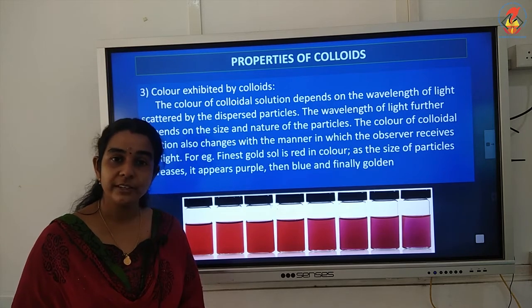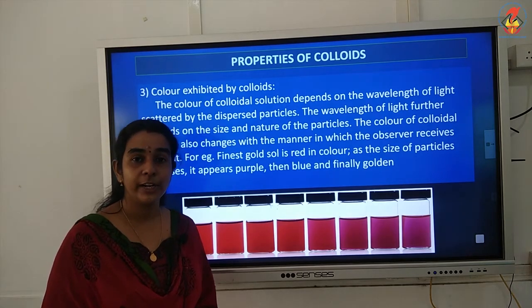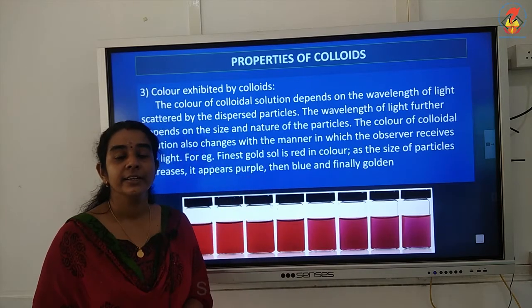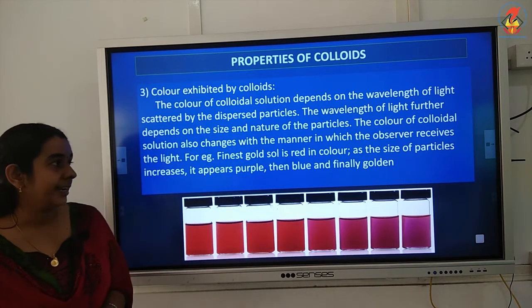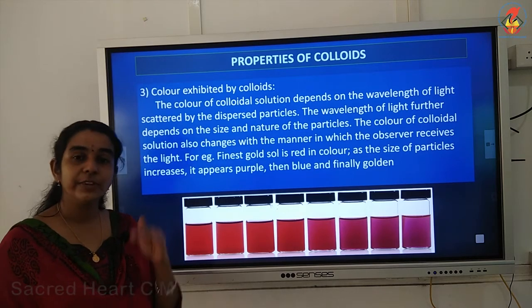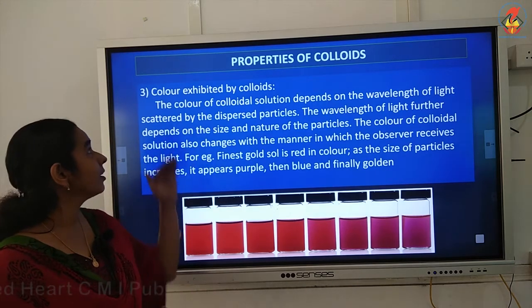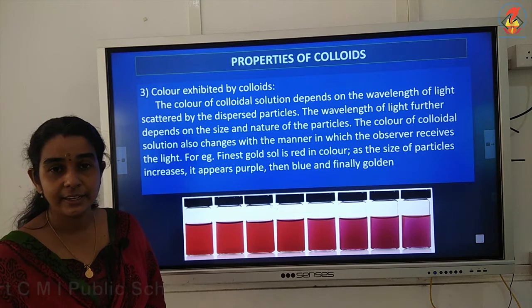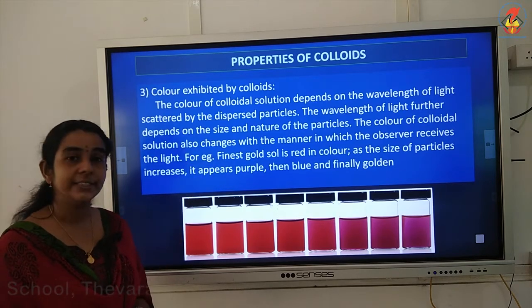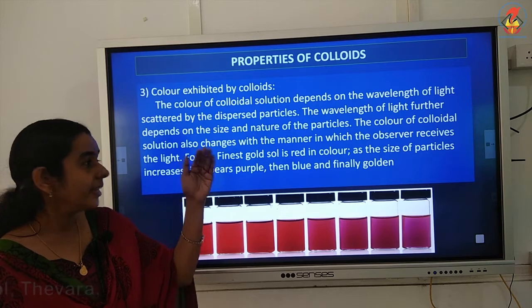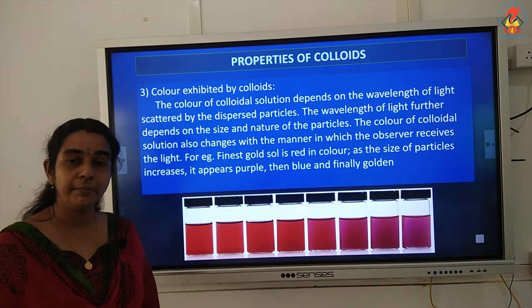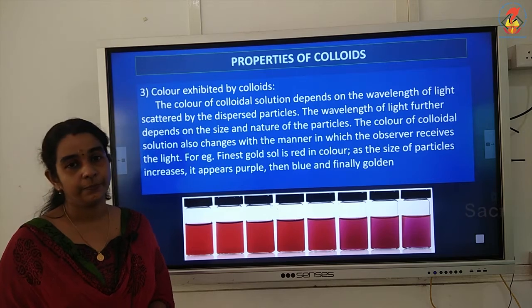And there is one more factor on which the color of the colloidal particle depends, which is the way in which we receive the scattered or transmitted light. So, these are the three factors which determine the color exhibited by colloids. For example, the finest gold sol is red in color. As the size of the particle increases, it appears purple, then blue, and finally becomes golden yellow.